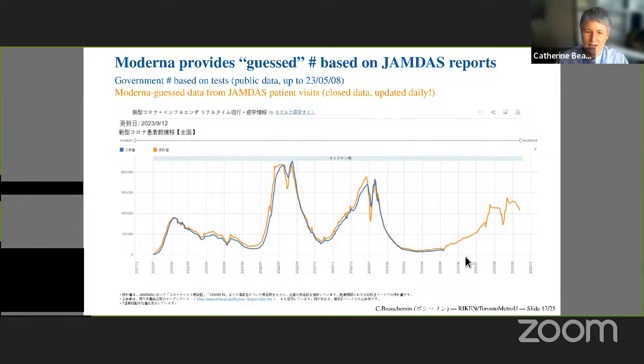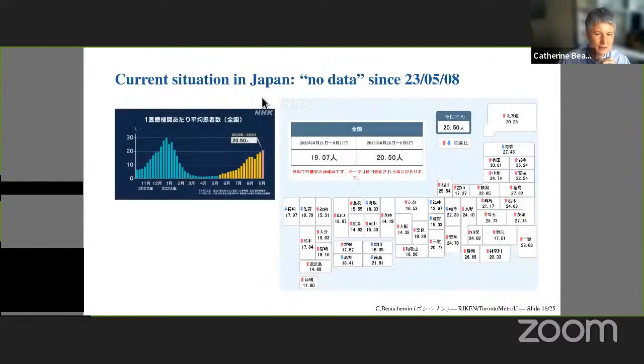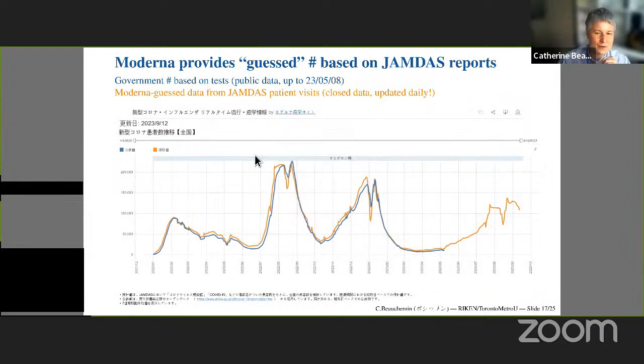So over here in orange is actually data provided by the Moderna website. And thank you to Tada-san for pointing out the existence of this site. This is data that has been guessed by the pharmaceutical company Moderna based on the JAMDAS data. JAMDAS data is the data you're looking at here, this number of patient visits. They figured out over the time of the pandemic how to correct it to make it look like the real case counts. They have some algorithm that is secret and known only to them, where they're basically predicting the data. Because it looks good behind, I'm feeling somewhat confident, so I've been using this.